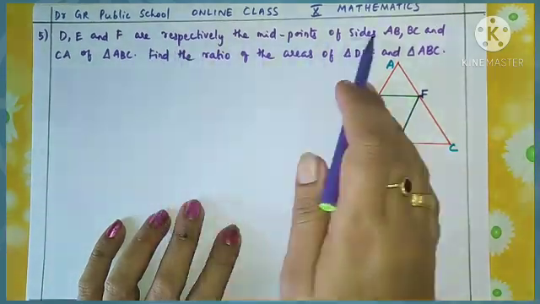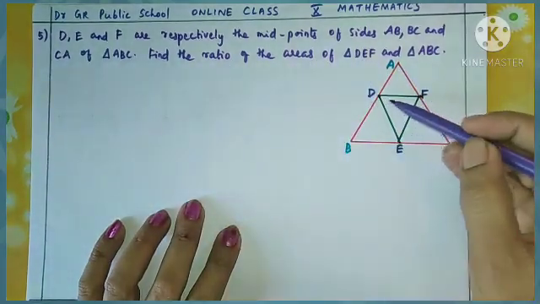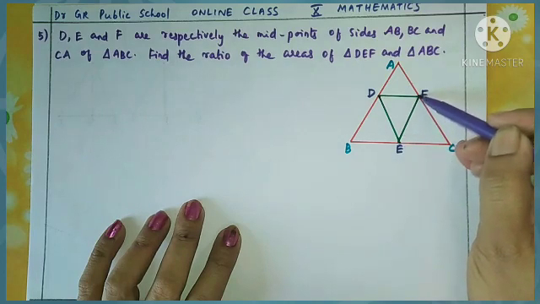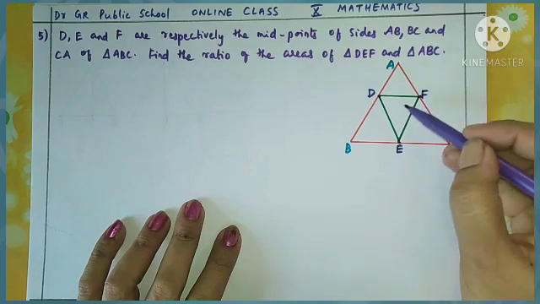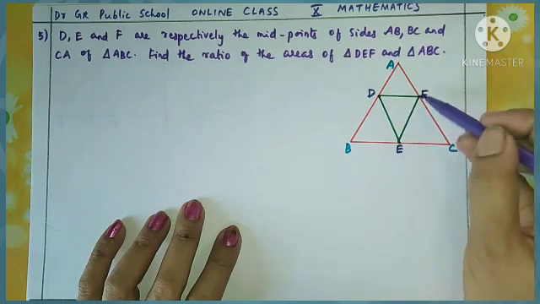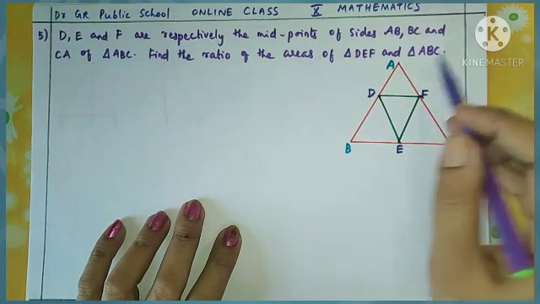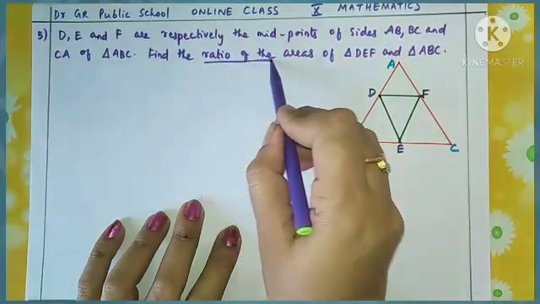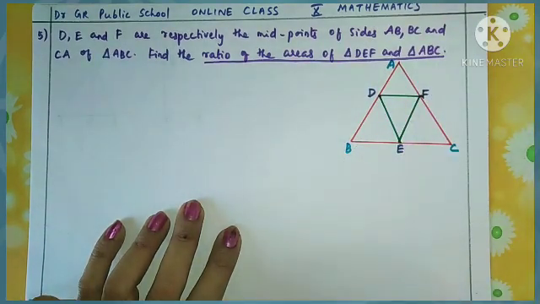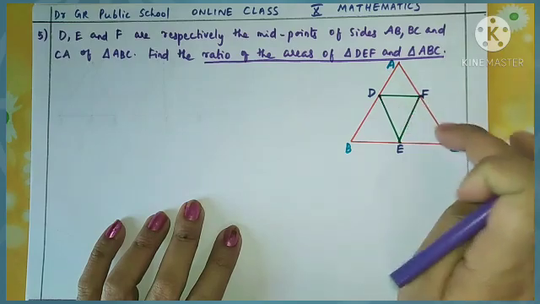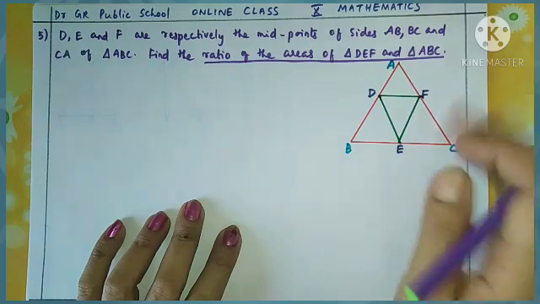D and F are midpoints. Now find the ratio of the areas of triangle DEF. When we join the midpoints of these three sides, we will get a triangle DEF. So this triangle DEF and the whole triangle ABC, these two triangles we need to find out. Find the ratio of the areas of triangle DEF and triangle ABC. So this is the figure from the question. Now we want to find the ratio of the areas of these two triangles.